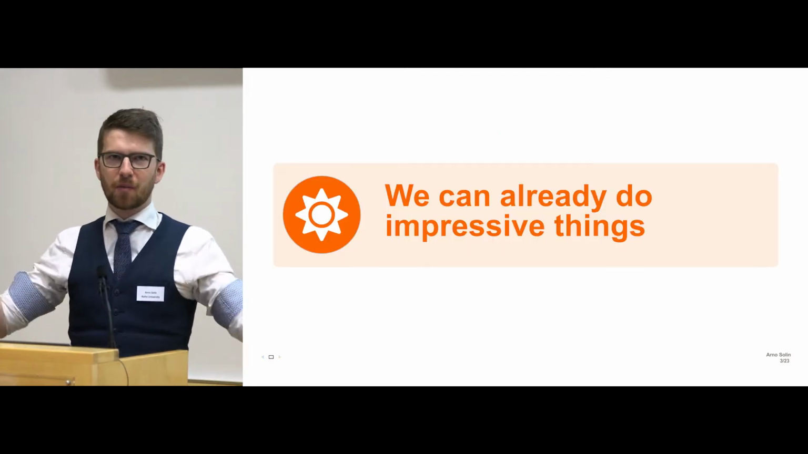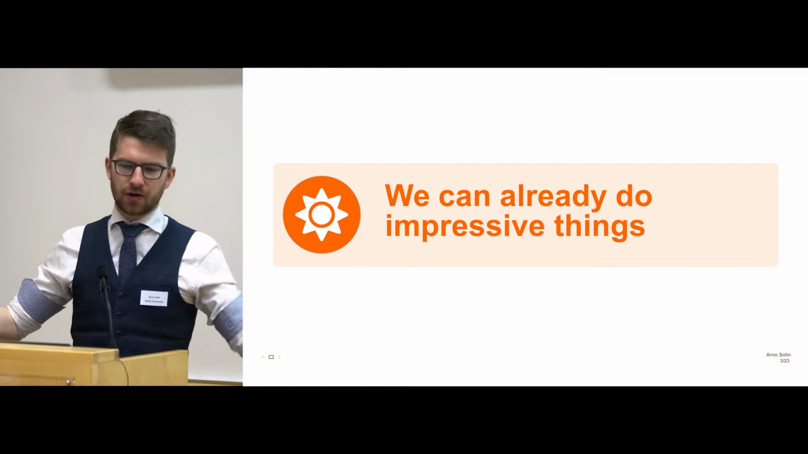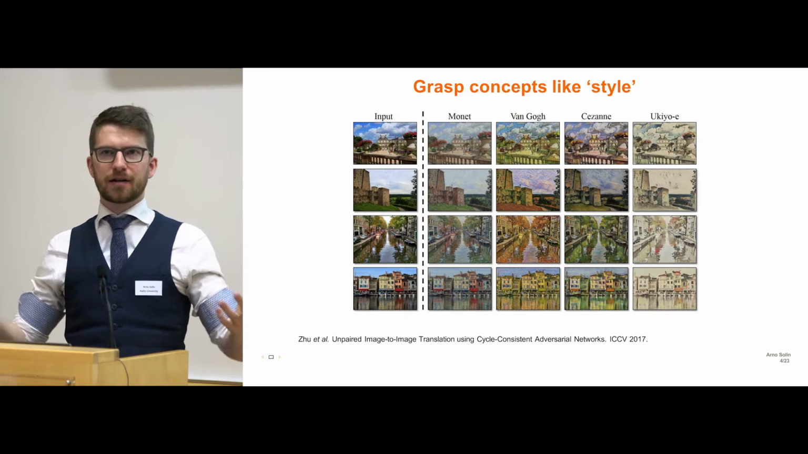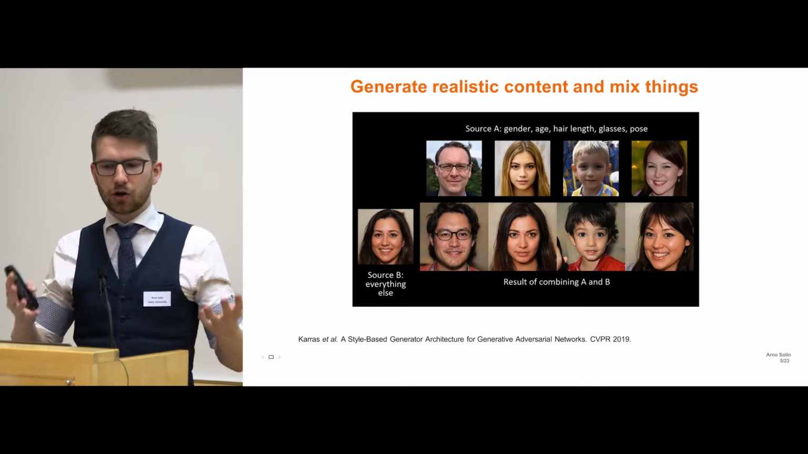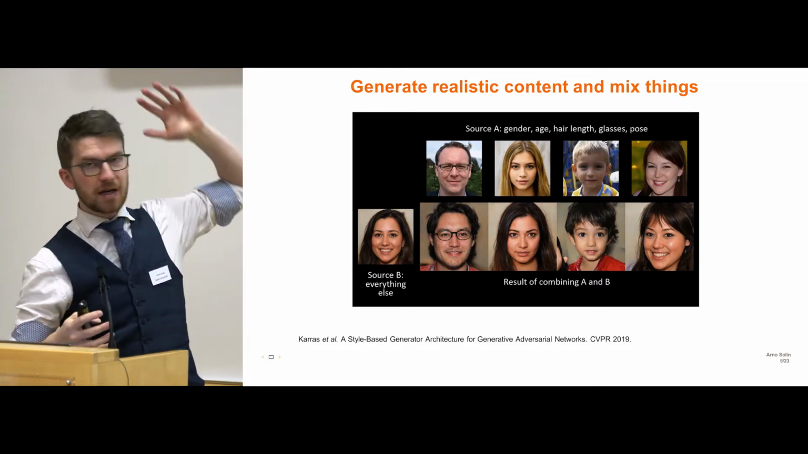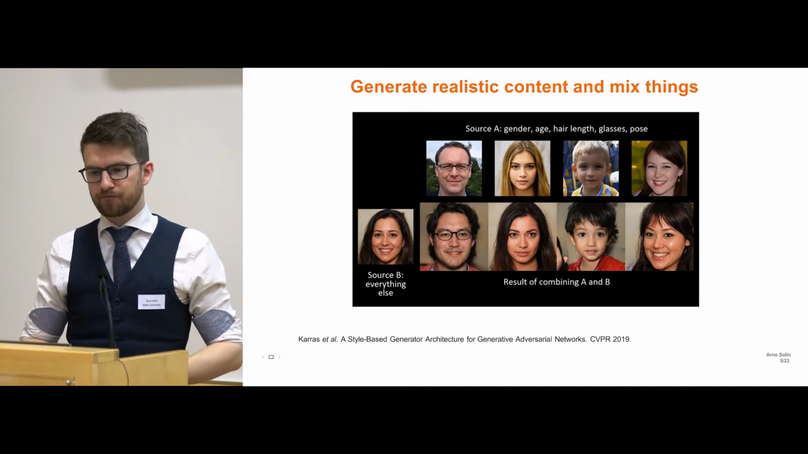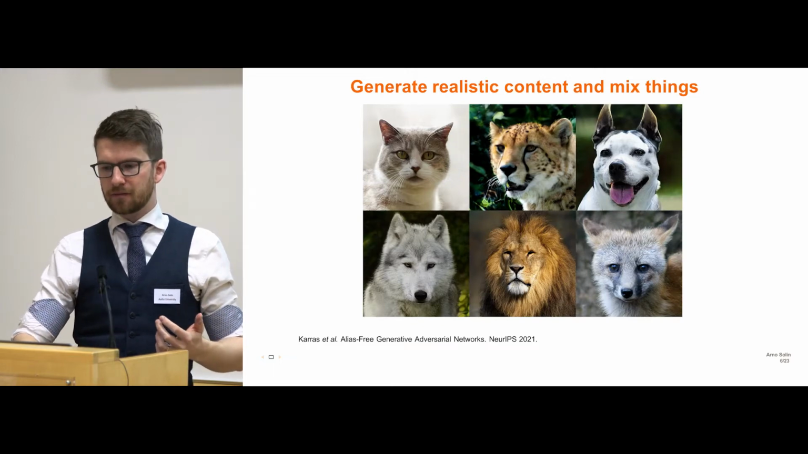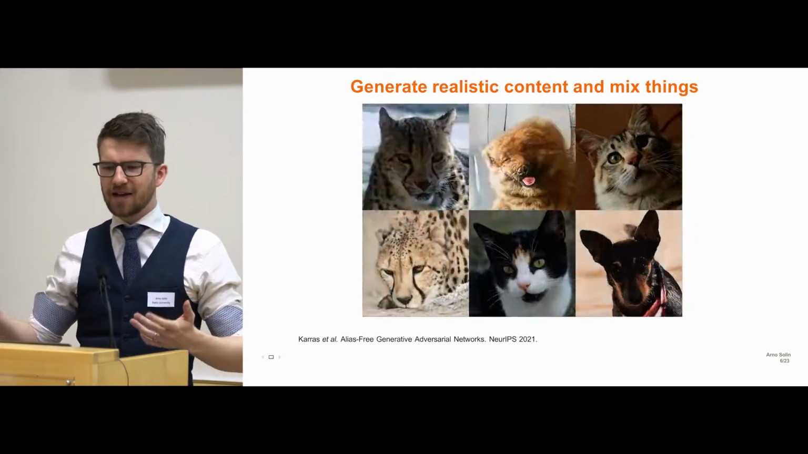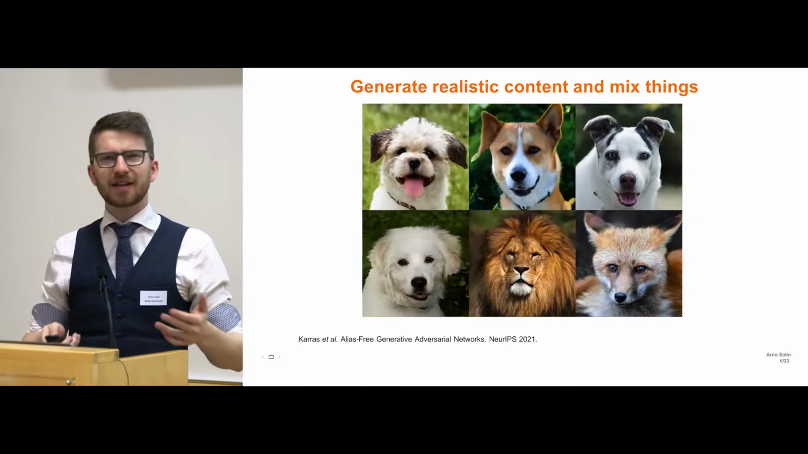And of course, you've probably been following social media and watching TV, so you know that AI or machine learning can already do impressive things. Say, grasp concepts like style in art, or generate realistic content, such as human faces, or even mix different human faces. All these people don't exist. They are imagined by a deep neural network model. And the same applies for generating animals and interpolating between animal images. This would fool me, even though I love cats and dogs and know them quite well, but this is quite impressive.